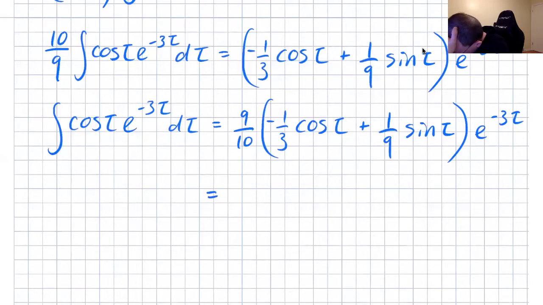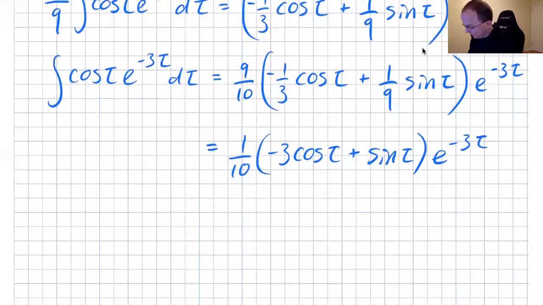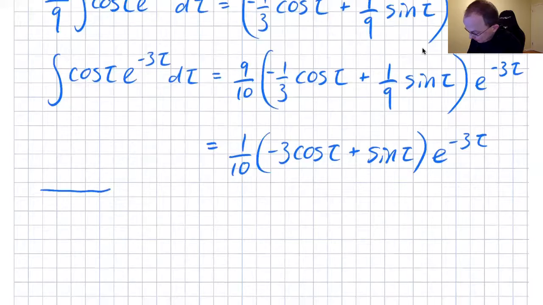Okay, let's see. I'm going to bring that 9 inside. So I'm going to leave the 1 over 10 outside, bring the 9 in. I get minus 3 cosine tau plus sine tau e to the negative 3 tau. Okay, great. That's what we needed.